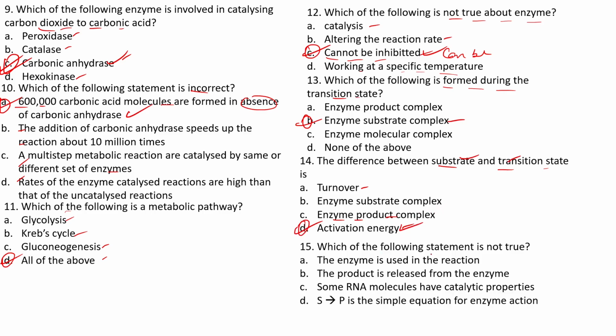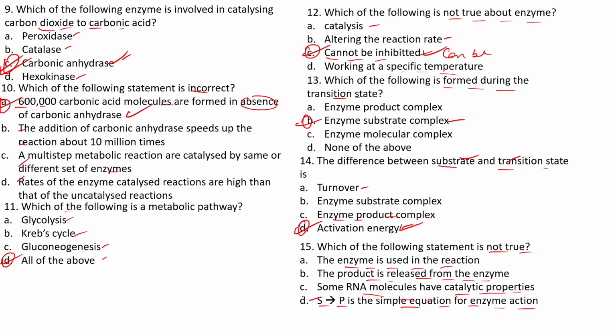The next one, which of the following statements is not true? The enzyme is used in the reaction. The product is released from the enzyme. Some RNA molecules have catalytic properties. Yes to P is the simplest equation for enzyme reaction.